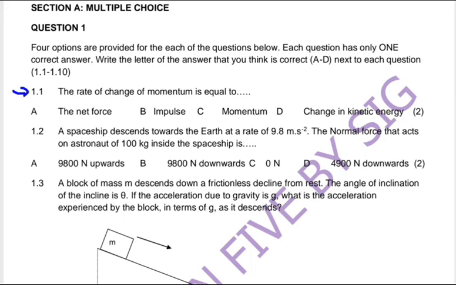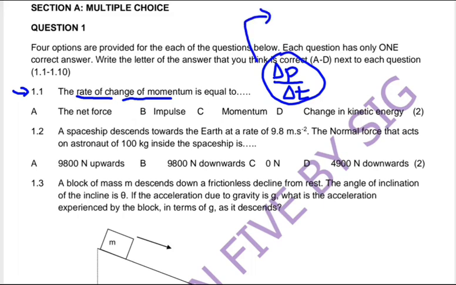We are here. The rate of change of momentum is equal to what? So the keyword is the rate. Rate means something divided by time. The rate of what? Of the change of momentum. Change of momentum is delta P. Now, if you think of this quantity delta P over delta T, delta P means change in momentum.